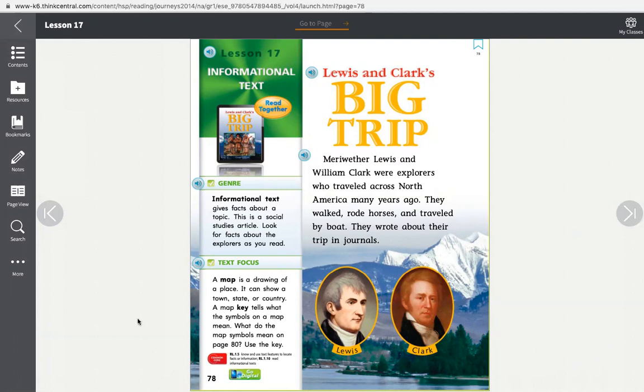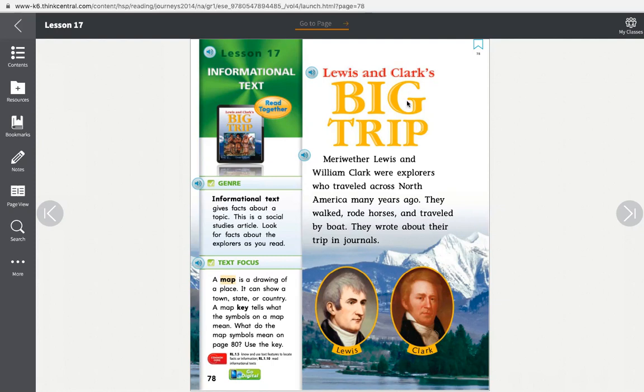So the text focus is a map, and I know, boys and girls, we've talked about a map at school. We made a map of yourself at home where you did you, your street, your town, your state, your country, and the whole world, our earth. So it says a map is a drawing of a place. It can show a town, state, or country. A map key tells what the symbols on a map mean. What do the map symbols mean on page 80? Use the key. So we will get there.